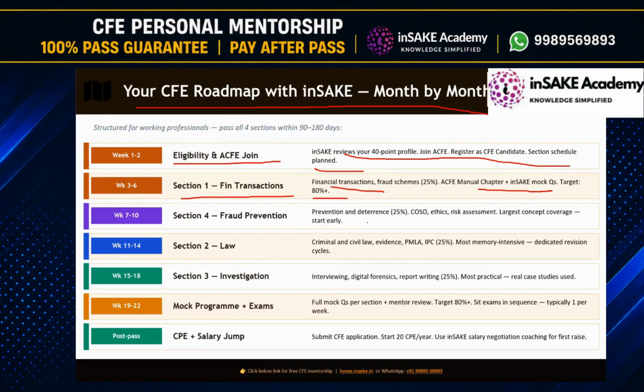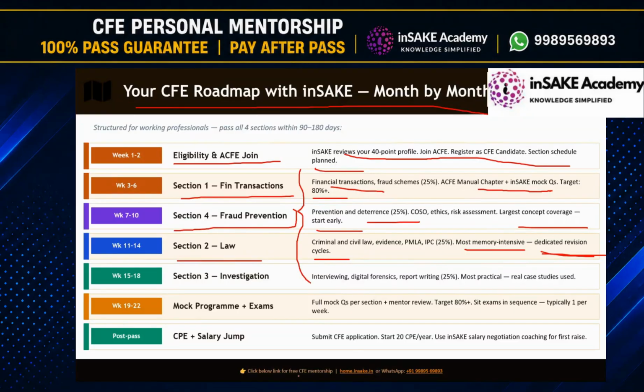This is the first section, and the target is to get 80% plus using INSEC's manual as well as INSEC's mock questions. The second part is also the largest concept coverage, so you have to make sure that you start first. This is the fraud prevention section. The second section, which is criminal law, civil law, and other litigation related laws, is the most memory intensive. So you have to make sure that you keep revising it again and again. All of this roadmap will be hammered into your head by the mentors. So mentors will be very helpful.